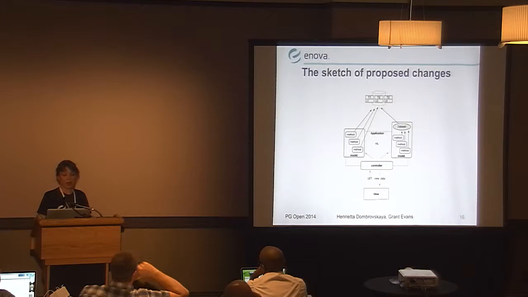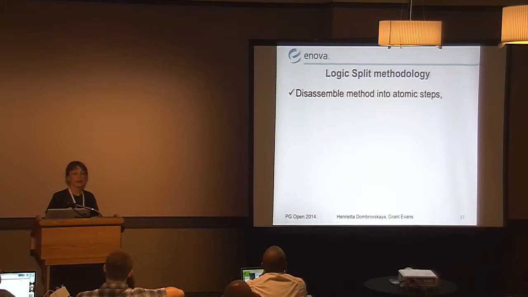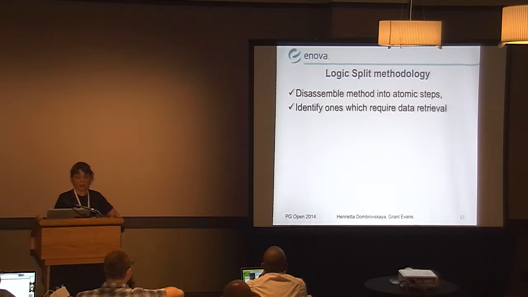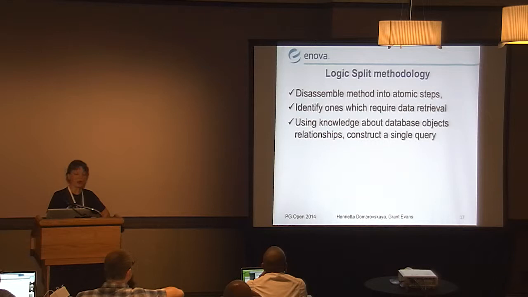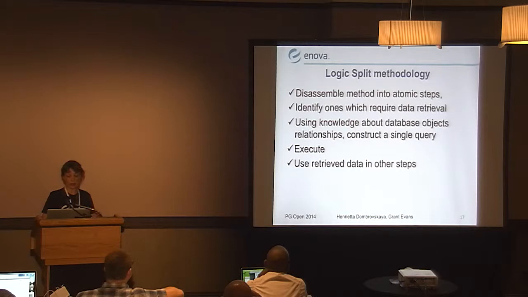So we came up with the steps for how we analyze each application controller and how we can rewrite it. First, we disassemble the method into atomic steps. From these steps, we identify the ones which require data retrieval. Using the knowledge about database objects, we construct a single query or a couple of queries, and then execute the query and use this data in the future steps.